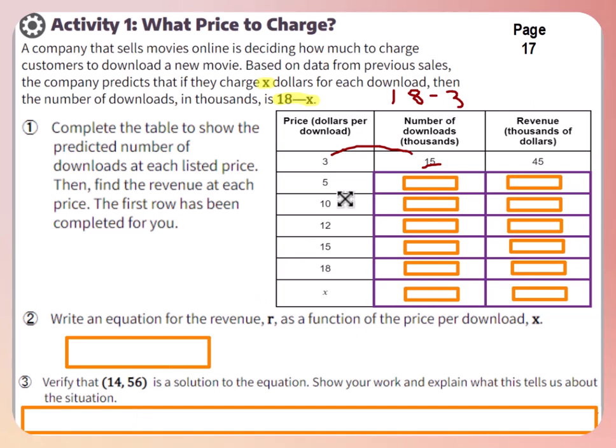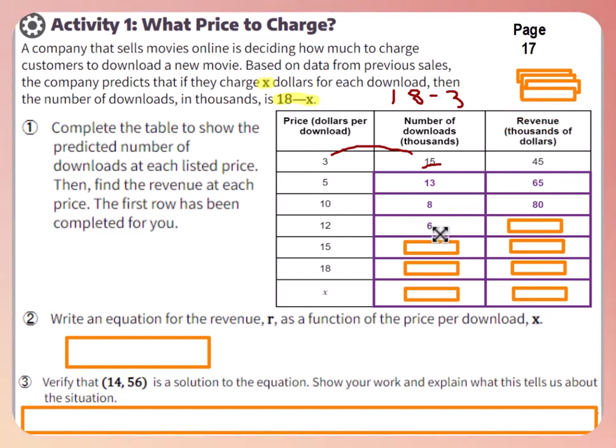So let's go to the next one. 5, we're going to replace the x with 5. So 18 minus 5 is 13. And then the revenue in thousands is 5 times 13, or 65,000. Going down to that third row, 18 minus 10 is 8. 10 times 8 is 80,000. Let's go down to the fourth row. 18 minus 12 is 6. And 6 times 12 is $72,000.